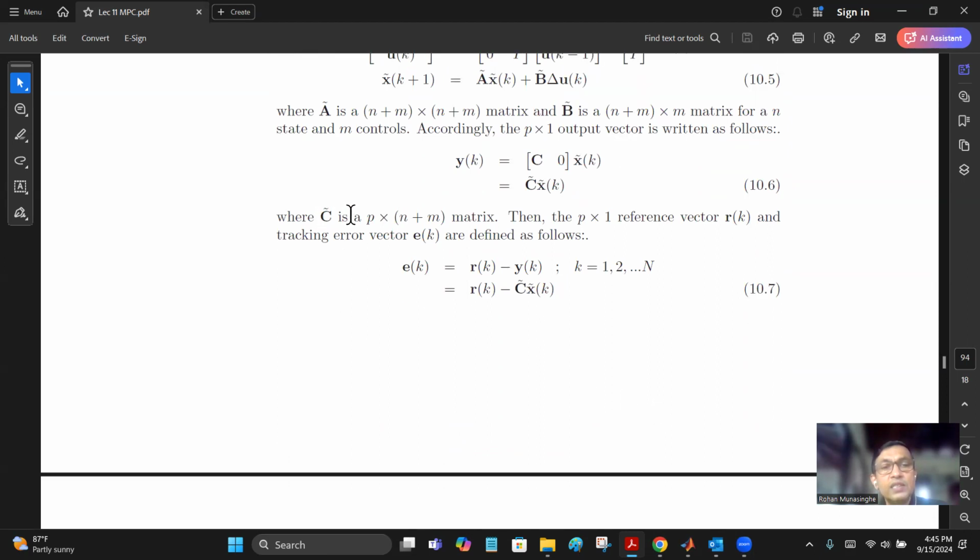Now here you can see is a P by n plus m matrix. P is the number of measurements, n is the number of states in the original plant, and m is the number of inputs to the plant. So inputs, states, and measurements.